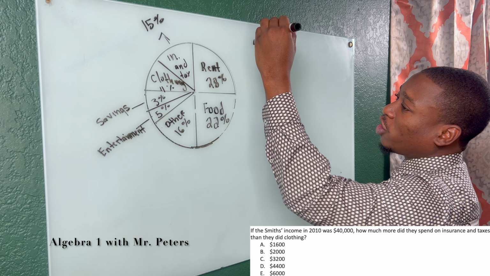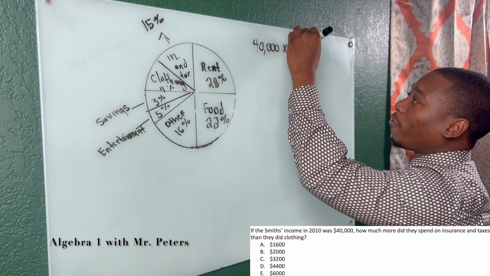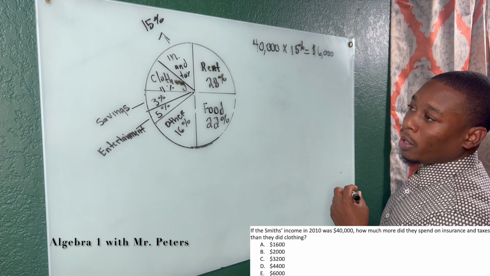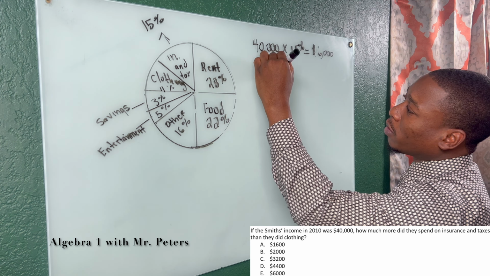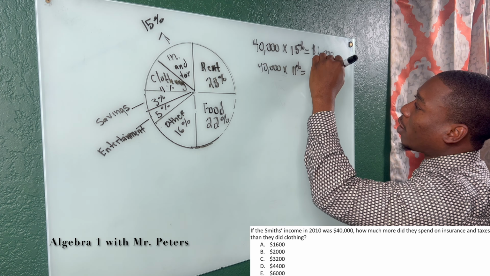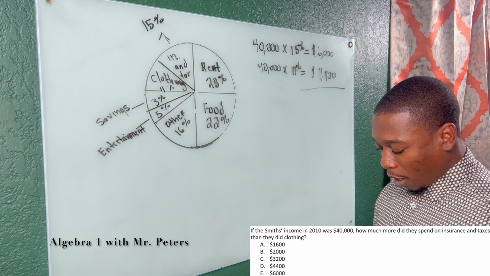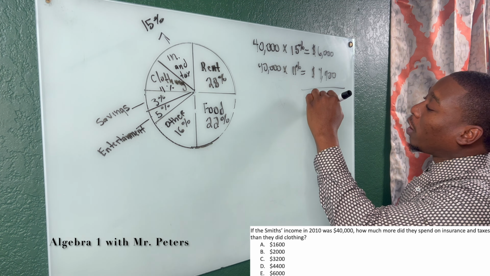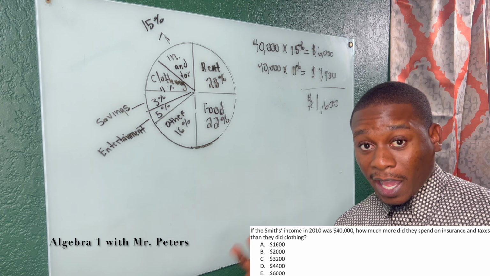Now, to figure out the difference in how much we spent between these categories, we're going to have to find out how much we spent on each. So for insurance and taxes, we know we spent 40,000, and if we multiply that by 15%, that's going to give us $6,000. And if I go back and repeat the process with clothing, out of 40,000, I spend 11% on clothing. That's going to be 4,400. And when I go now to figure out the difference in what I spent on the two categories, I'm going to get 1,600. And that's going to give us letter choice A.